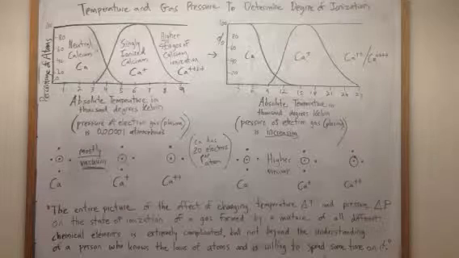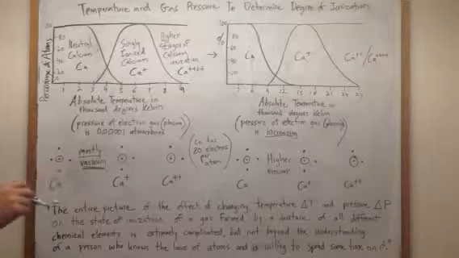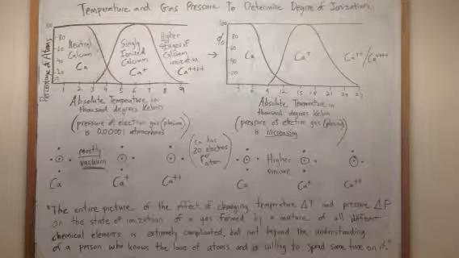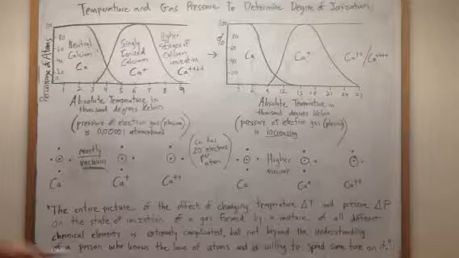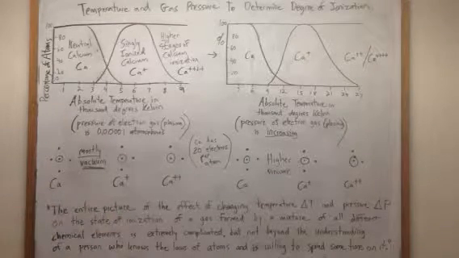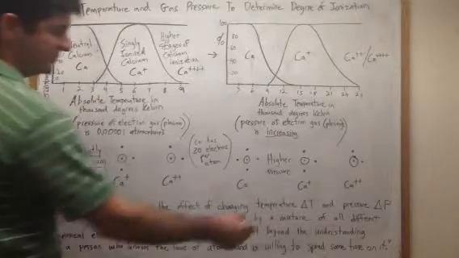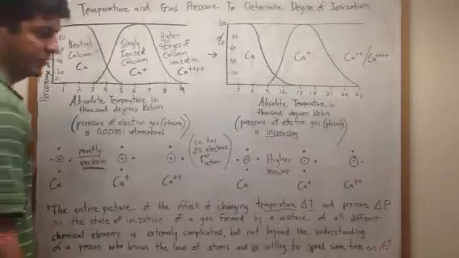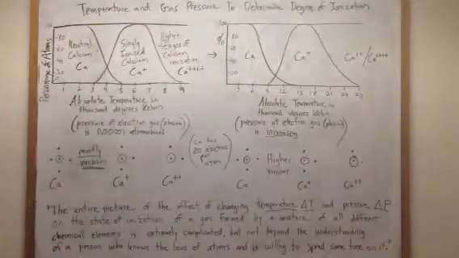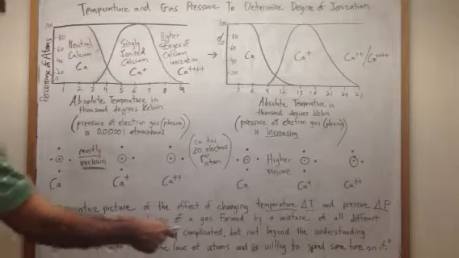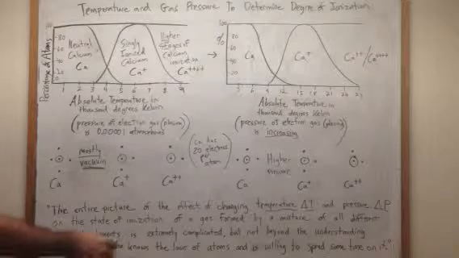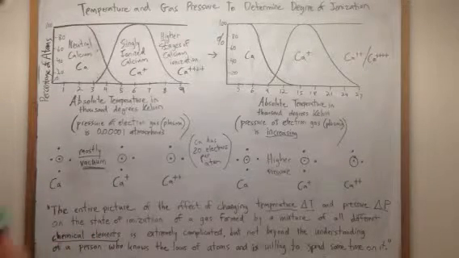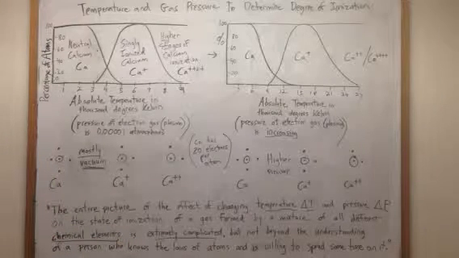I kind of figured it's going to be this complicated, but I noticed this saying in the book. I wanted to write the entire thing down for people. As Gamal said, now this isn't in quotes in the book. I just took it out of the book and I put it in quotes myself. But the entire picture of the effect of changing temperature, delta T, and pressure, delta P, I'm sure pressure probably has a different symbol, on the state of ionization of a gas formed by a mixture of all different chemical elements is extremely complicated, but not beyond the understanding of a person who knows the laws of atoms and is willing to spend some time on it.